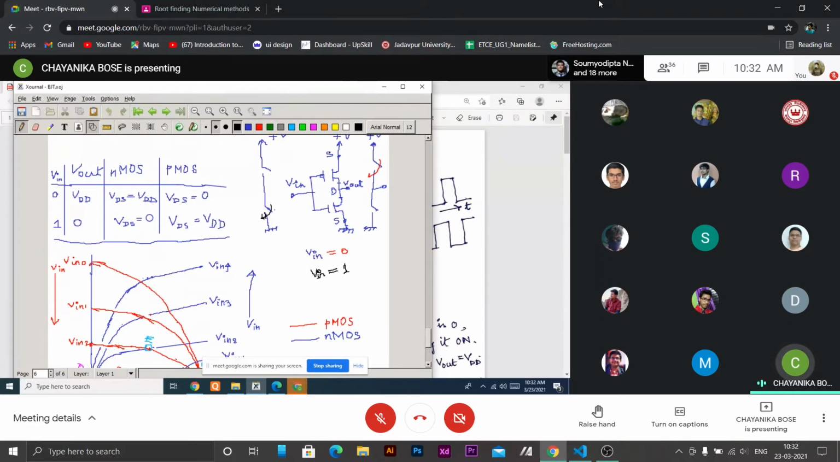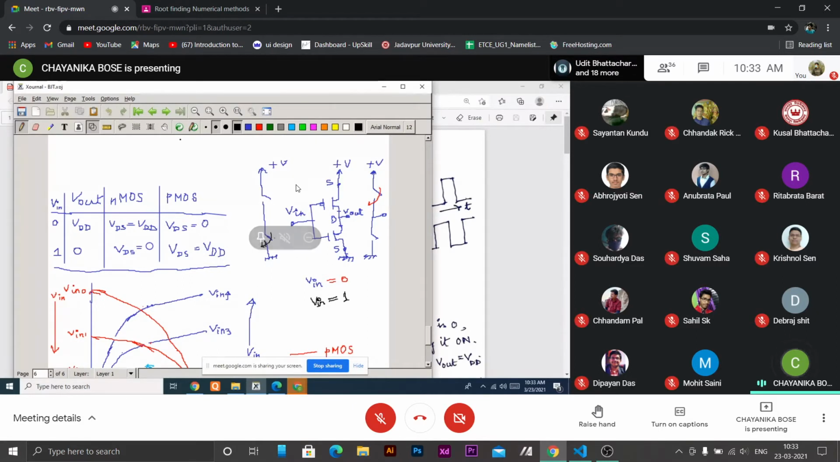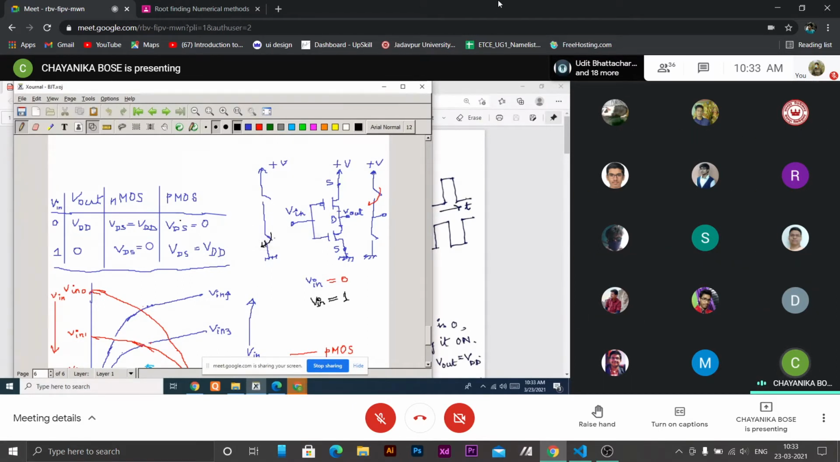And for PMOS, switch is on, so drain to source voltage is 0, because drain is at V out, source is also at VDD, drain is at VDD and source is also at VDD. So VDS for PMOS is 0. Just এই লাইনটা কি বললাম বুঝলে, or should I repeat?